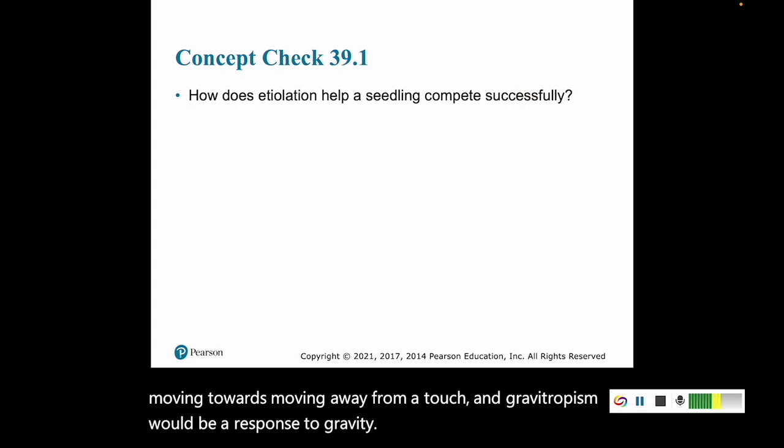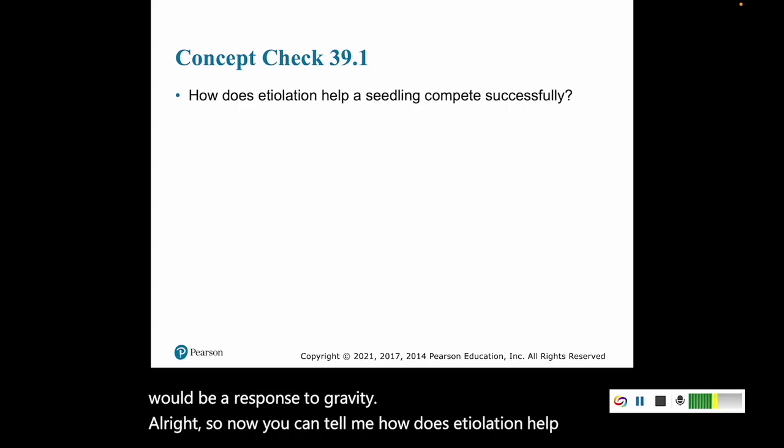All right, so now you can tell me, how does etiolation help a seedling compete successfully?